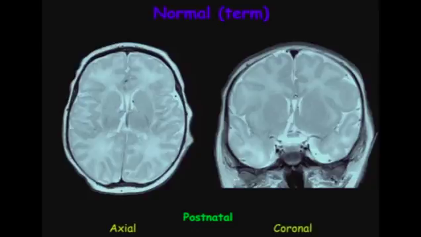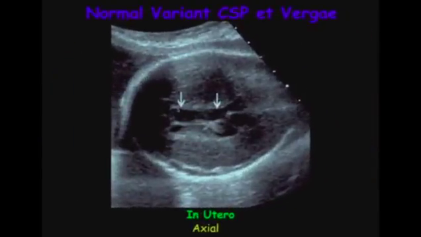And here's a normal term infant postnatally showing a much smaller CSP in front and no cavum vergae. And again, this is a normal variant here in a later gestational age fetus showing the fluid going all the way back.